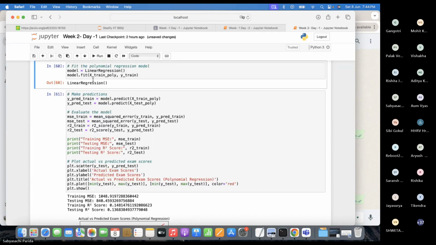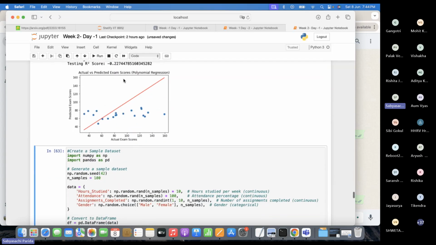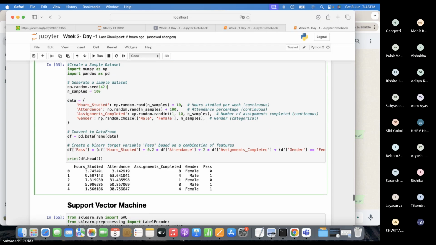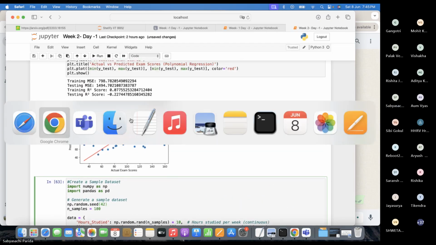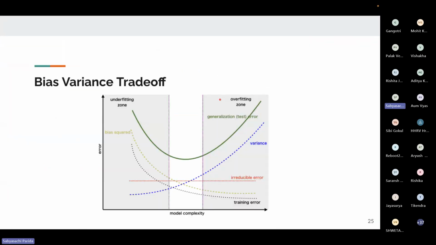So using the linear regression, I am using the polynomial features and the same target variable which was previously there, and then making the prediction. After making the prediction, this is the plane I'm getting for the exam score, and this is the scatter plot out of it. The other thing that is important is the bias variance.